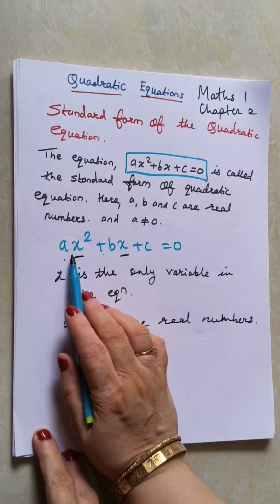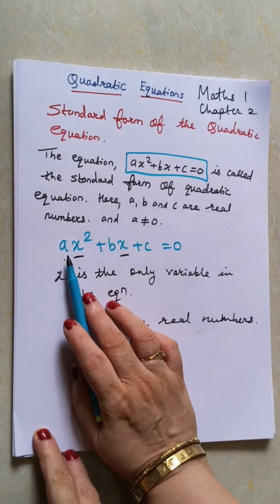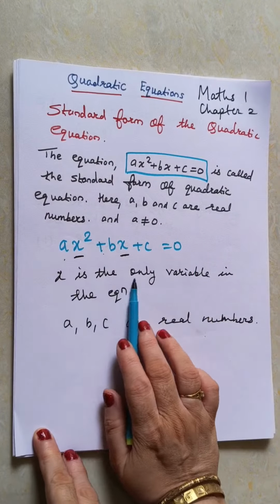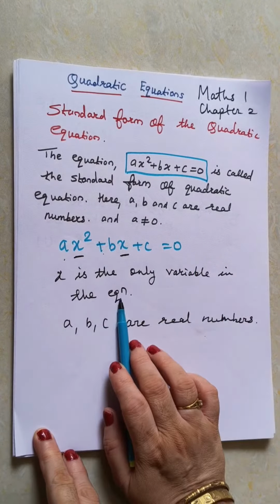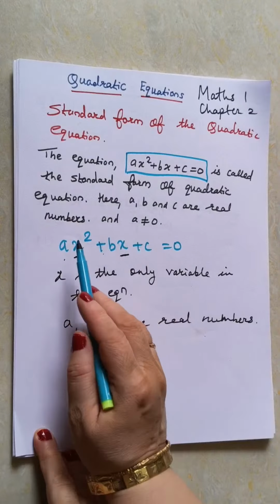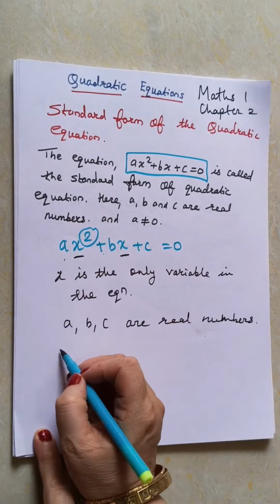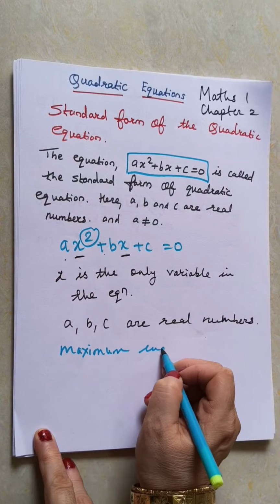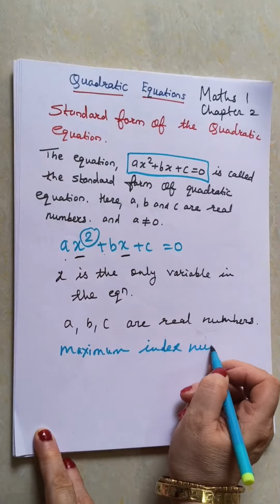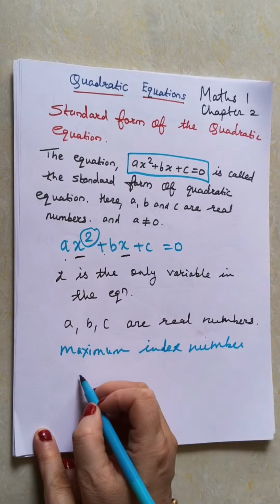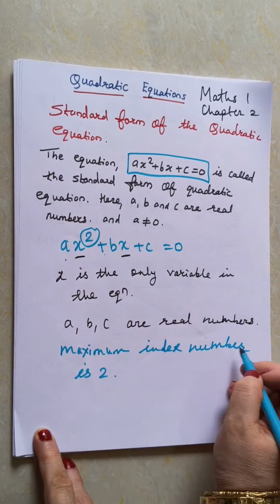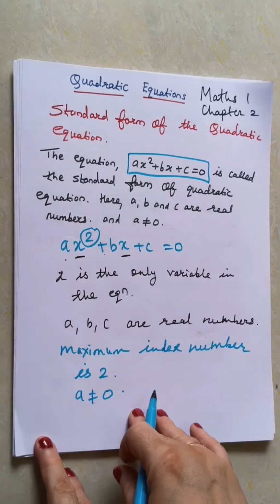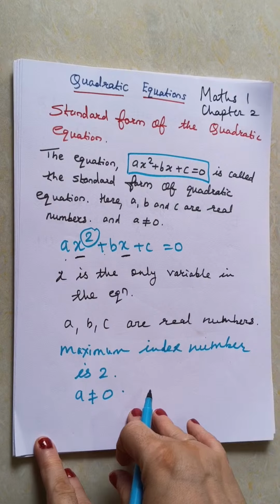Look here. What is the standard form of quadratic equation? That is ax square plus bx plus c is equal to 0. Here x is the only variable in the equation. And what is the maximum index number? It is 2. Maximum index number is 2, and always a is not equal to 0. If a is 0, then we can't say it is a quadratic equation.